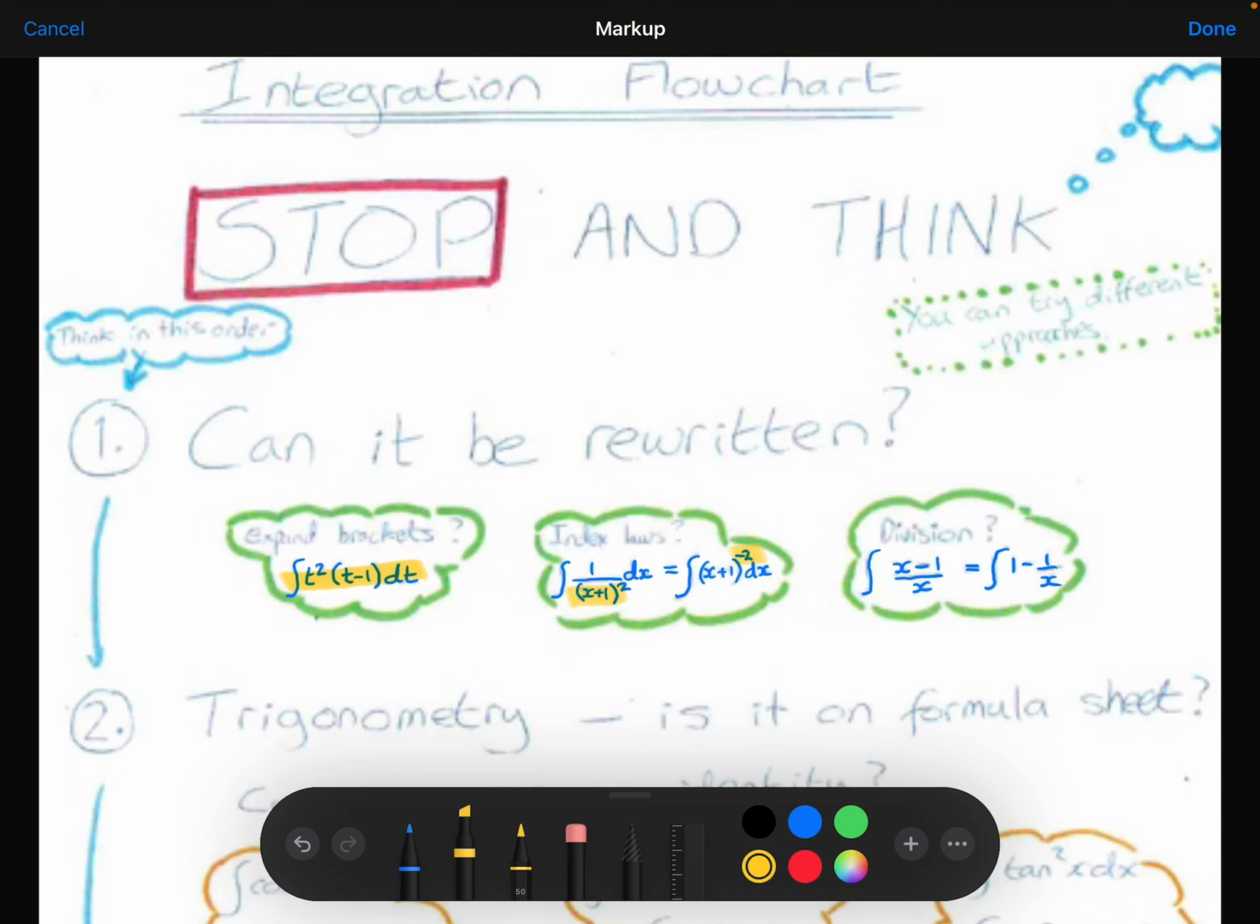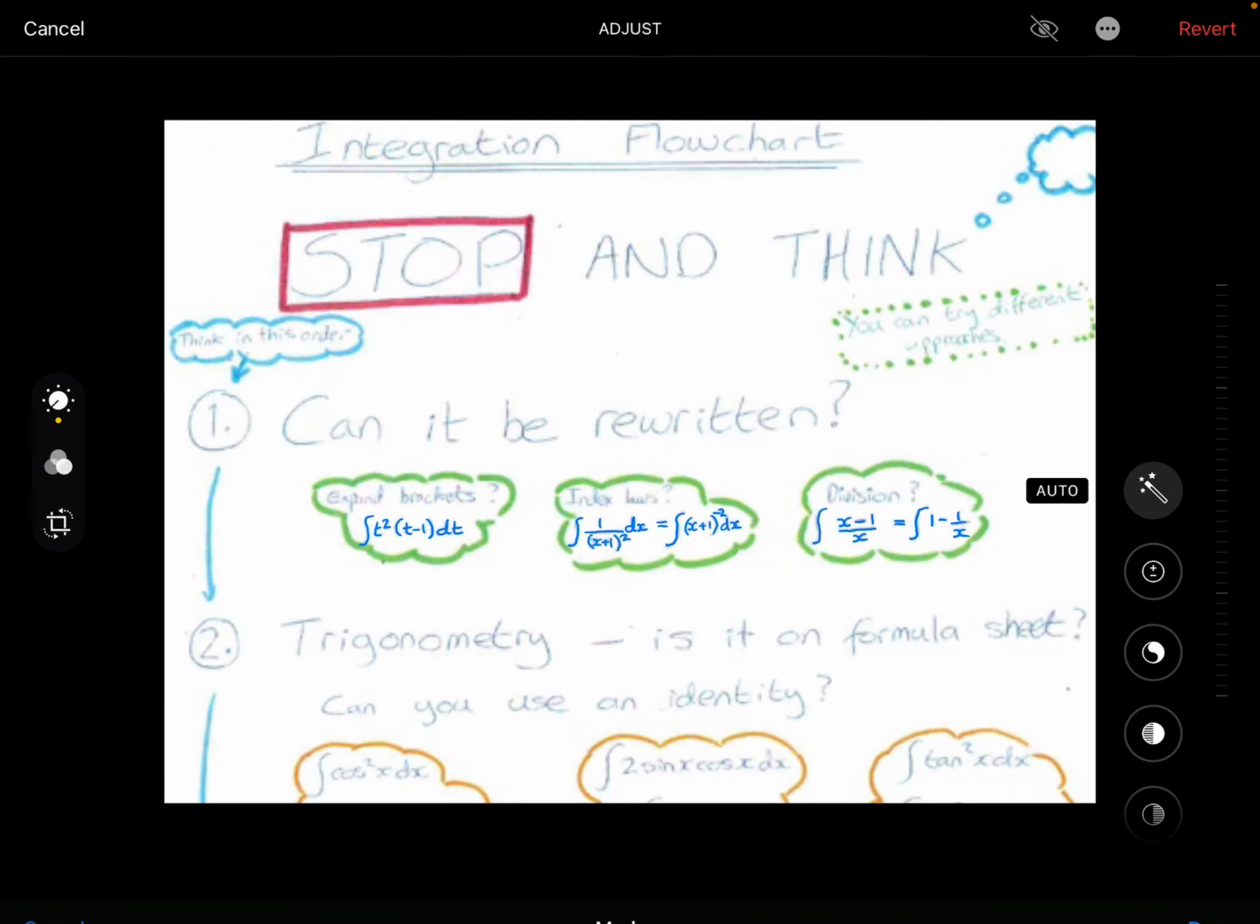Is there a division? Can we rewrite this division in an easier way? And yes, I can, because I'm just dividing by one term on the denominator there. I'm just dividing by x. So I could rewrite that really easily to be, well, x divided by x is 1. And then the 1 divided by x is 1 over x. And then each of those terms integrates really simply. So first thing to think about when you are doing integration is, can you rewrite the integral in an easier way?